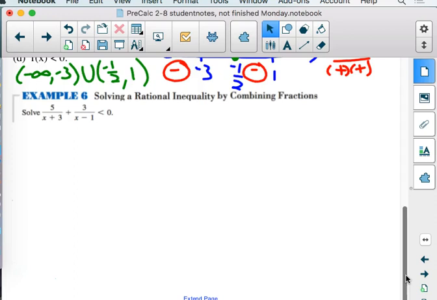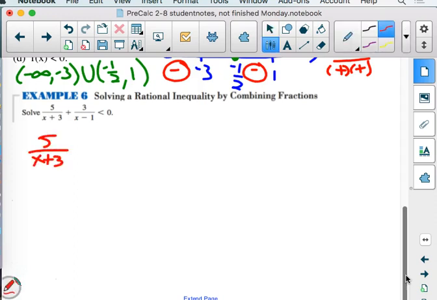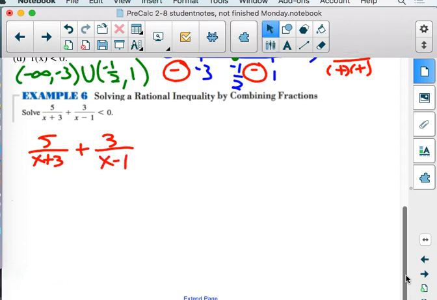So what we have to do is just combine this and solve it like we did the last one and figure out what's going on. So we're going to have to put these two little fractions together before we try and do any of the less than 0 piece there. So, we talked about this yesterday. What would we have to do?